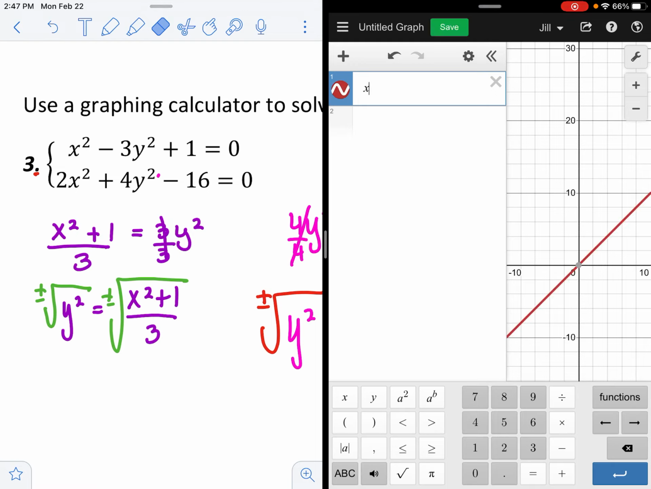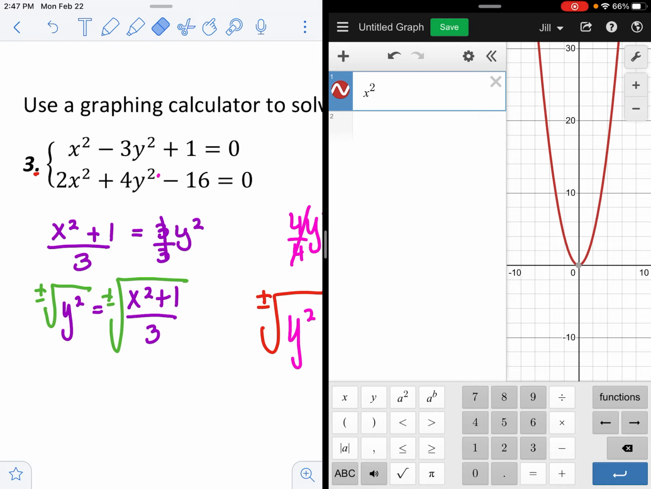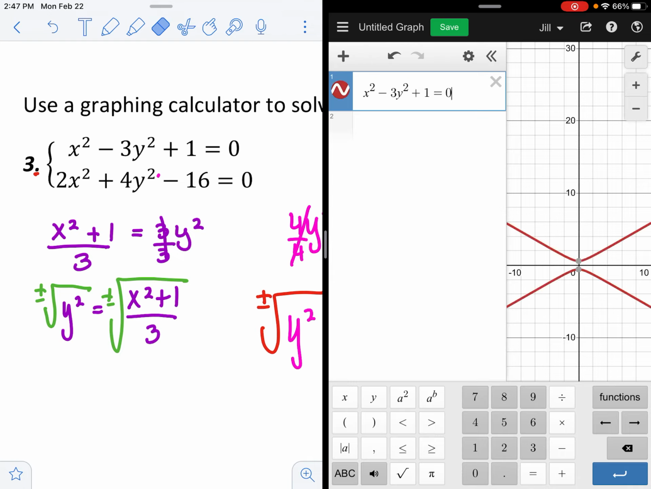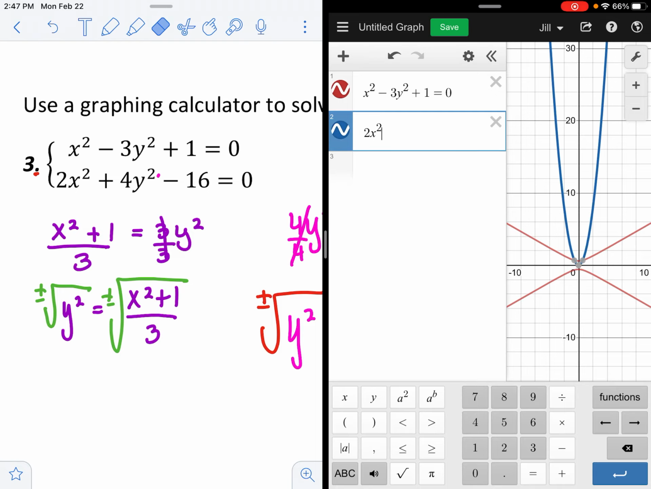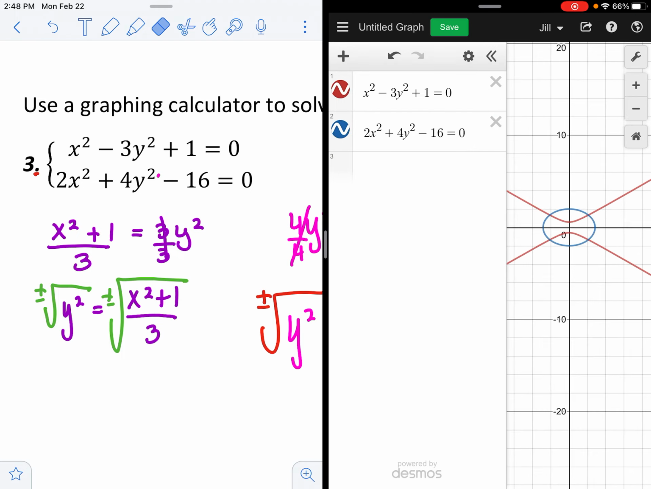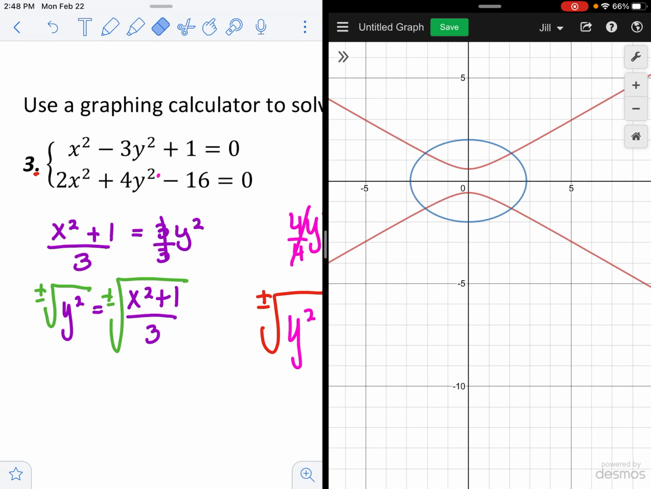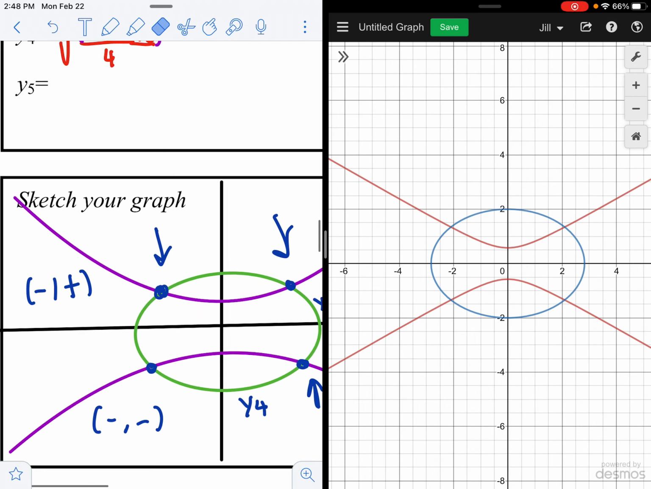So here's how Desmos works. In Desmos, you don't have to have it solved for y equals. You can literally type it in exactly the way it looks. So it says x squared. You hit the x, and then you square it, using that a to the second power, minus 3y squared, plus 1, the equal sign, 0. And there's your hyperbola. Then you just click right below that, and you type in 2x squared plus 4y squared minus 16 equals 0, and it'll graph that ellipse there for you.